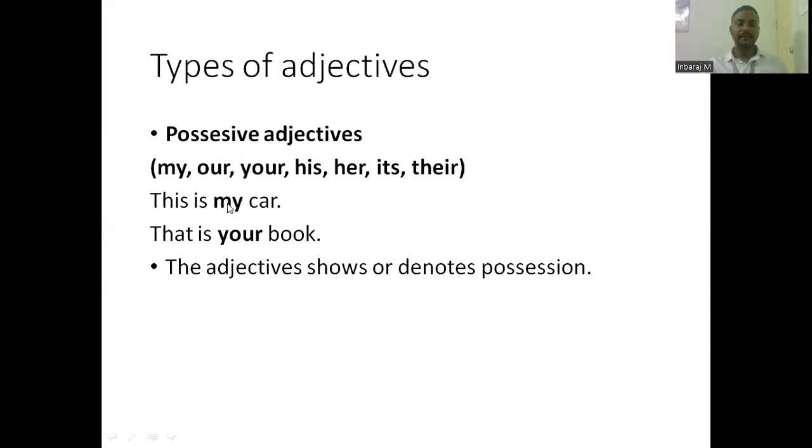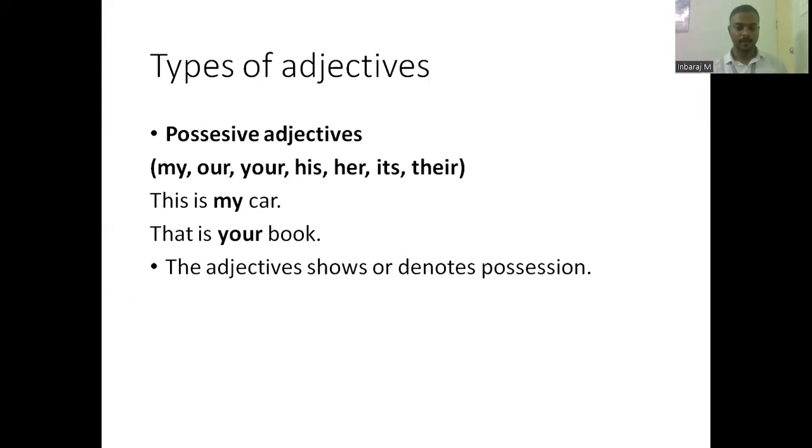Okay, this is my car. That means the car belongs to me. So here the adjective is my and it qualifies the car. That is your book. That book belongs to you. So my and your in these sentences denote possession.